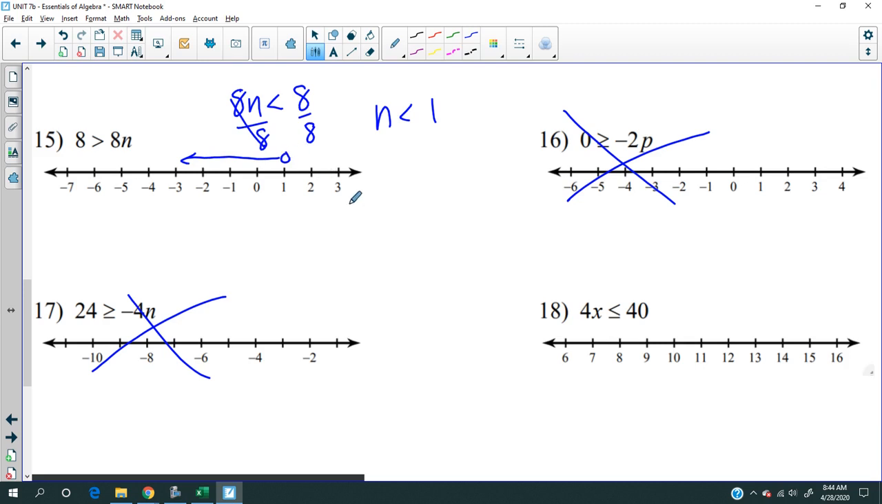All right. Okay, number 18. Okay, I can divide both sides by 4. No, you notice how I didn't have to rewrite, right? So I just go and divide it because the x is on the right, on the correct side. So 4 over 4 is 1. x is less than or equal to 10. 10, arrow goes to the left, fill it out.